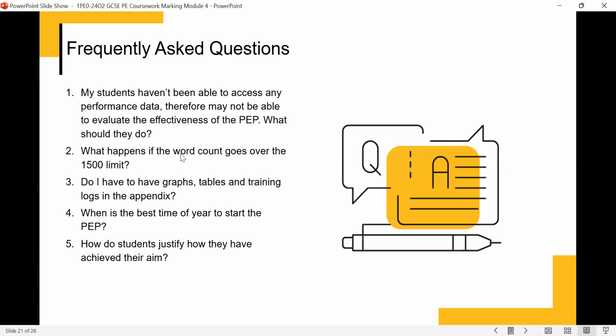So question here, can we as teachers create a training record sheet similar to the one prescribed from the exam board? Absolutely. You don't have to use the exam board one. They just provide that one for example. You don't have to use the exam board one.